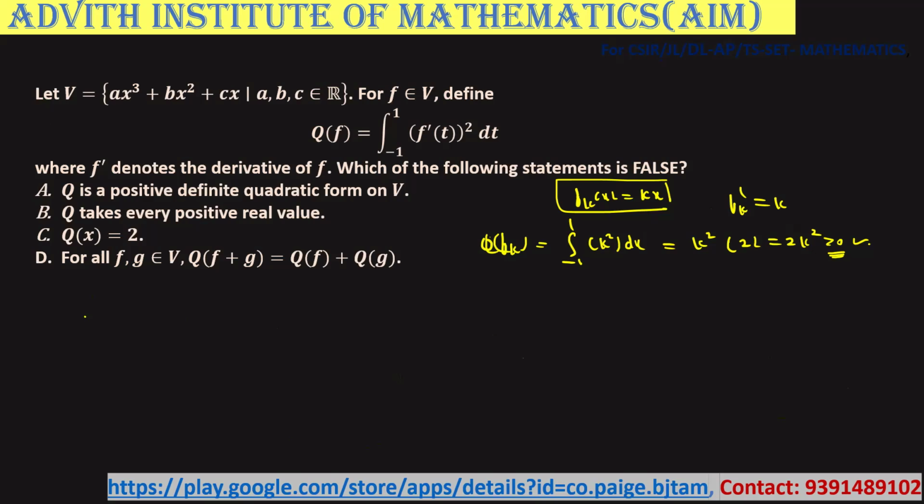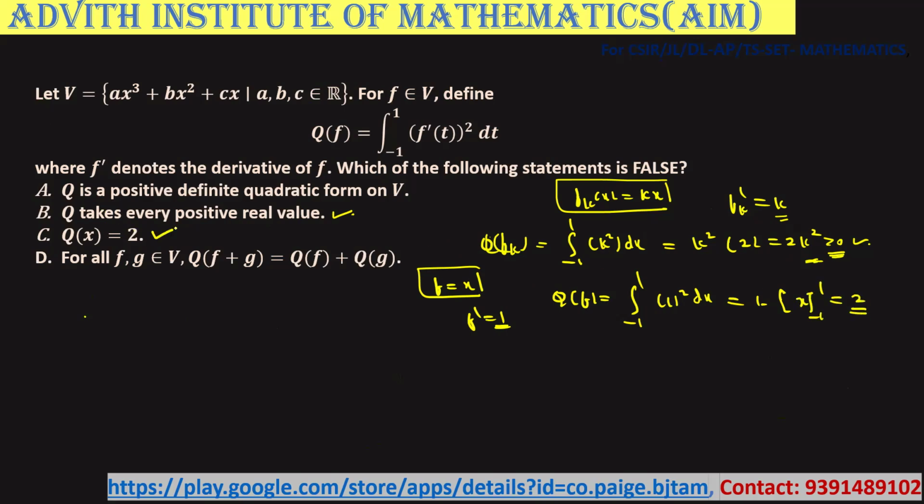Right, sir? So therefore for every k there exists some positive quantity. So therefore Q takes every positive real value, it is true. And Q of x is equal to 2: suppose f is equal to x, then what is Q of f, sir? So f dash becomes 1, so integration of minus 1 to 1 of 1 square dx, so 1 into integration of 1 dx is nothing but x with limits from minus 1 to 1, which is equal to 2. So these three statements are true statements, so what is the false statement?